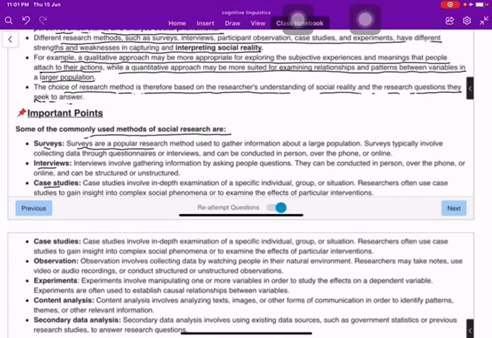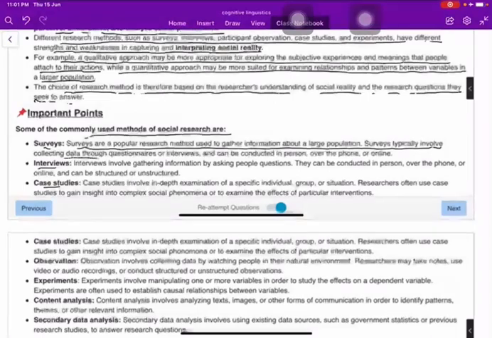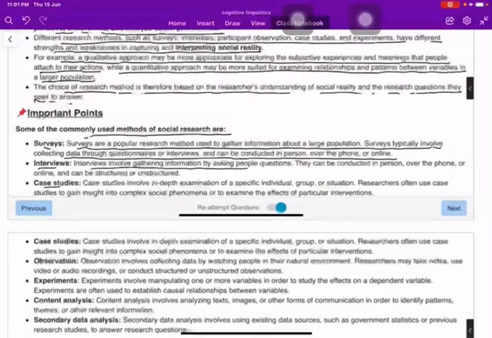Surveys are a popular research method used to gather information about a large population. Surveys typically involve collecting data through questionnaires or interviews and can be conducted in person, over the phone, or online. Interviews involve gathering information by asking people questions. They can be conducted in person, over the phone, or online and can be structured or unstructured.